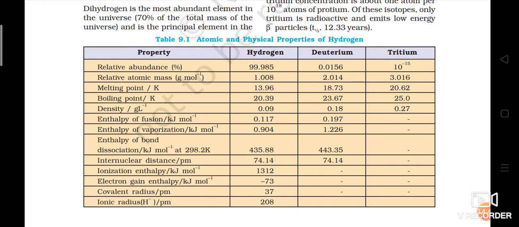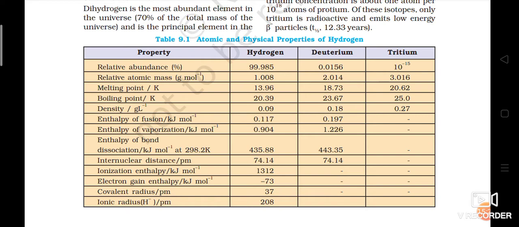Let me ask you a question. Which is the smallest anion? Which is the smallest anion? Don't say hydrogen, don't say H minus. You're wrong. It's F minus, because it has more ionization enthalpy than hydrogen. Okay, it's small, but which is the smallest cation? That is H plus. Remember it's H plus and F minus. F minus for anion, H plus for cation.